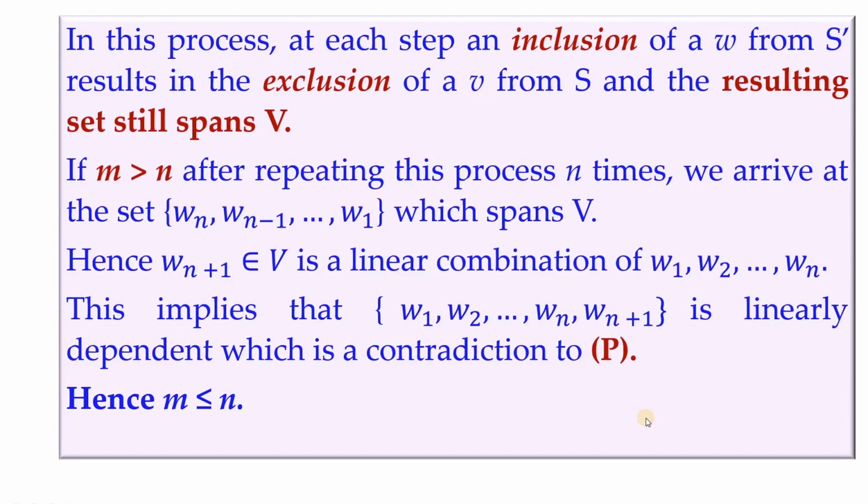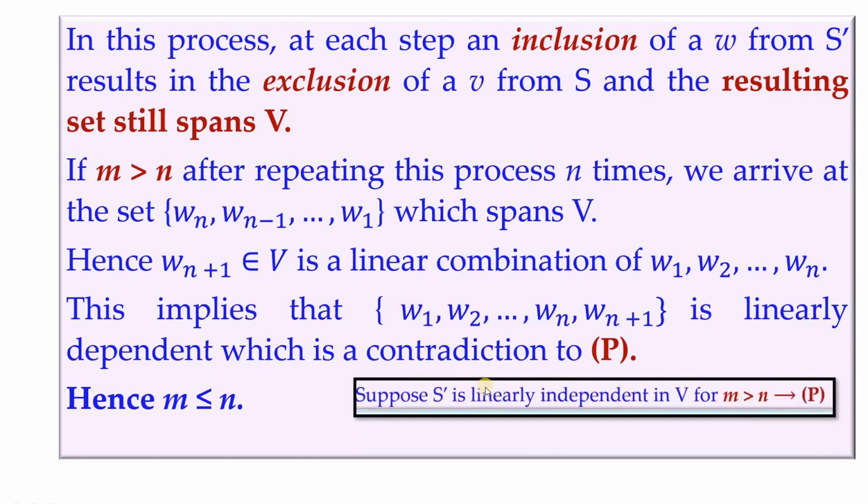And this is what we had at each step. Whenever we include a W from S prime to S, we exclude a V from S, and the resulting set still spans V. So if M is greater than N, after repeating this process N times, we arrive at the set Wn, Wn minus 1 and so on W1, which spans V. But Wn plus 1 is a member of capital V. So Wn plus 1 is a linear combination of W1 etc. Wn. So that would imply that this collection is linearly dependent, which is a contradiction to statement P.